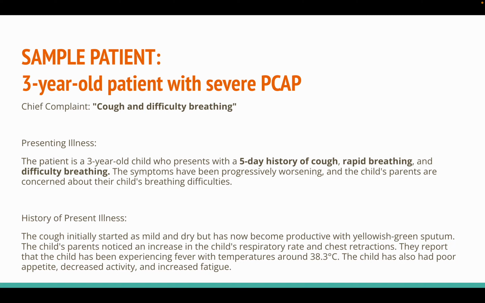So, for example, let's use an index case. This is a 3-year-old patient with severe PCAP. The chief complaint is cough and difficulty breathing. The patient is a 3-year-old child who presents with a 5-day history of cough, rapid breathing, and difficulty in breathing. The symptoms have been progressively worsening, and the child's parents are concerned about their child's breathing difficulties.